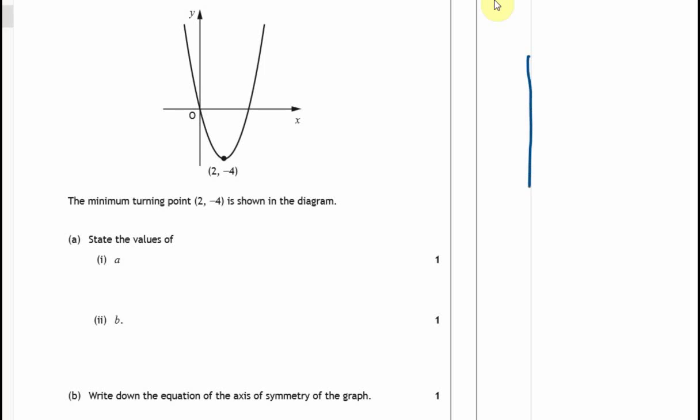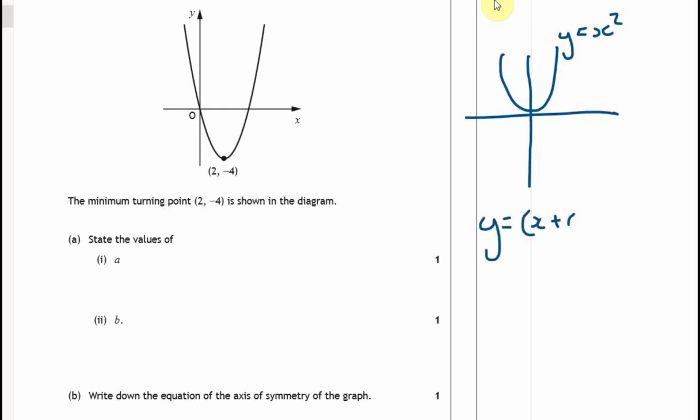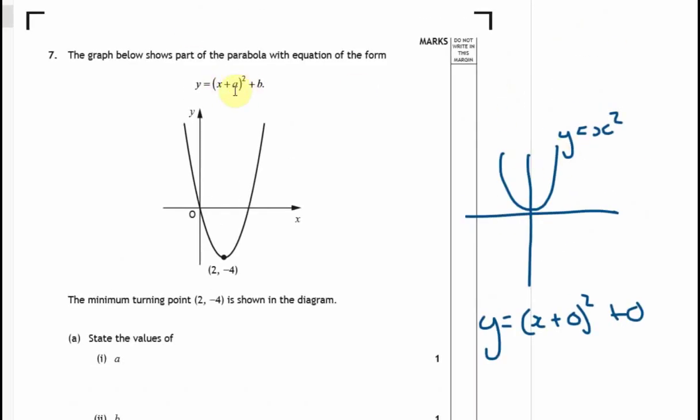What I always think about is y is equal to x squared. You could think of that as y is equal to x plus 0 squared plus 0. That's the starting point, isn't it? So if a was 0 and b was 0, this would be my equation. What's happened is it's been moved down, and then it's been moved along, because this point here is now over here. And this is the new graph. It's been moved down by -4 by the looks of it, and then moved over to the right by 2.